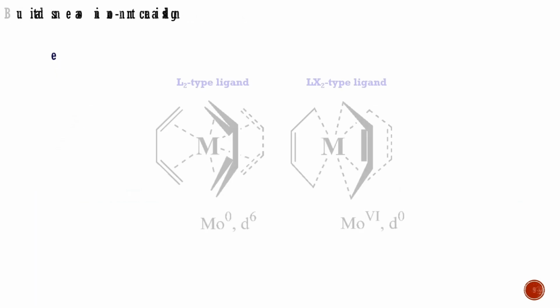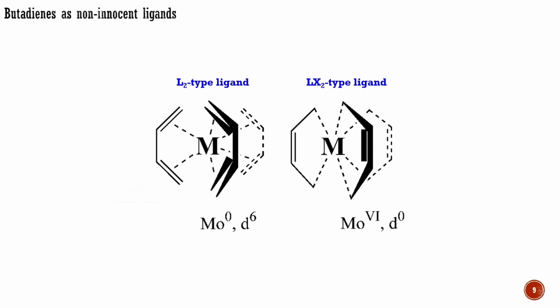The oxidation state ambiguity can become severe. In the case of tris-butadiene molybdenum, we can attribute any even oxidation state between molybdenum 0 and molybdenum 6 by counting the butadienes as LX2 or L2-type ligands. Fortunately, the electron count is unambiguous because it always remains the same for all resonance forms. To avoid misunderstanding, it is therefore necessary to specify the resonance form to which a formal oxidation state applies.